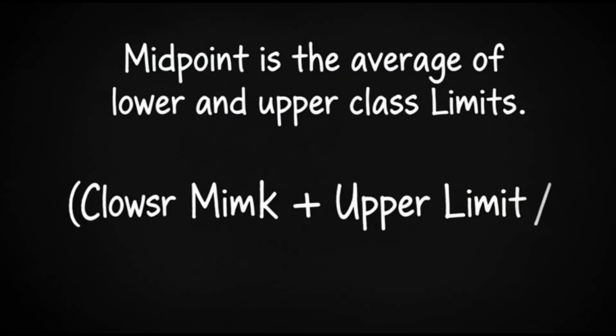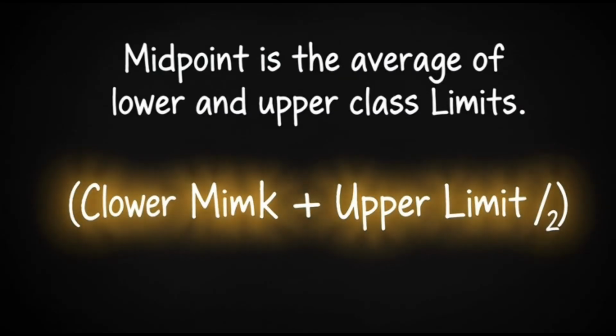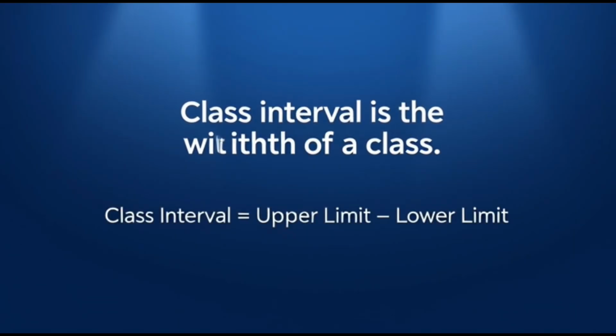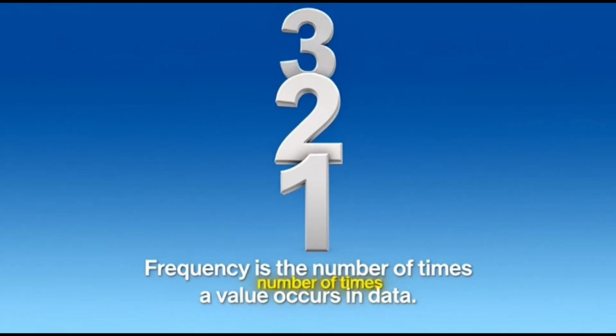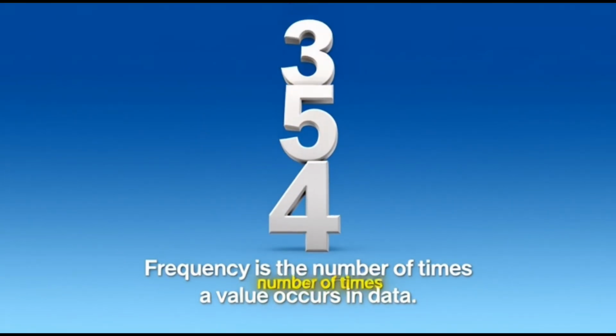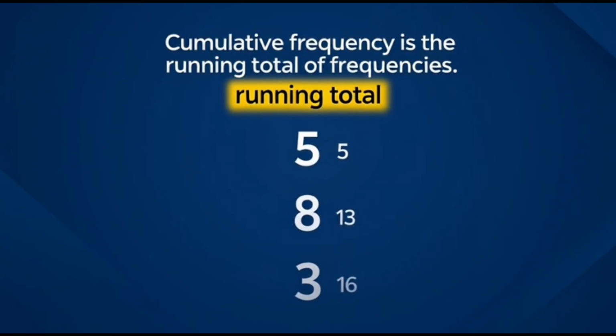Midpoint is the average of lower and upper class limits. Class interval is the width of a class. Frequency is the number of times a value occurs in data. Cumulative frequency is the running total of frequencies.